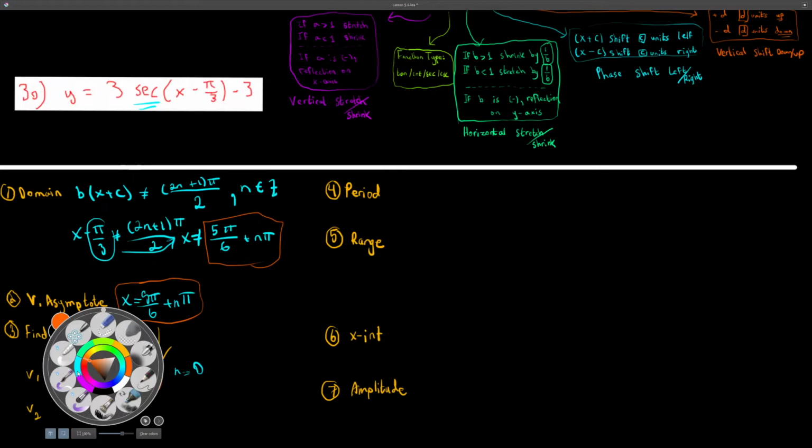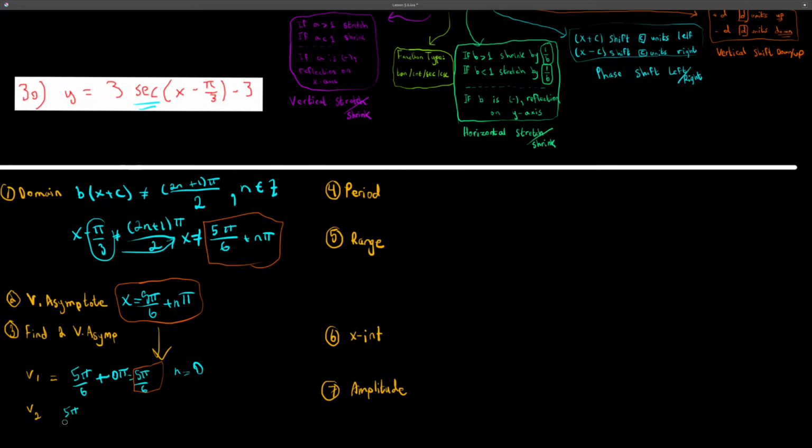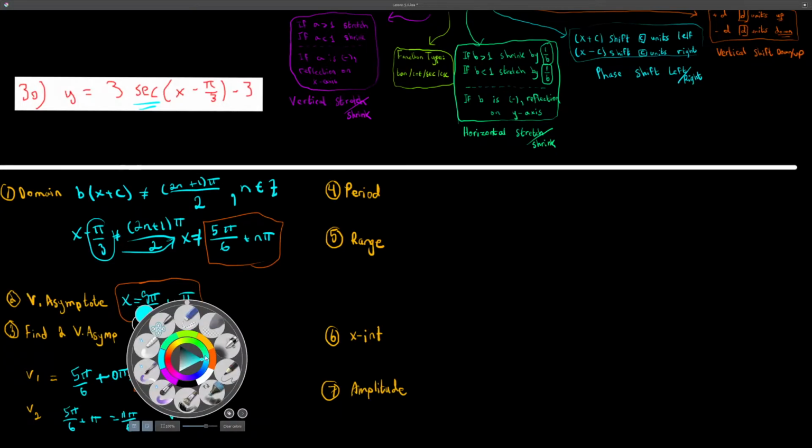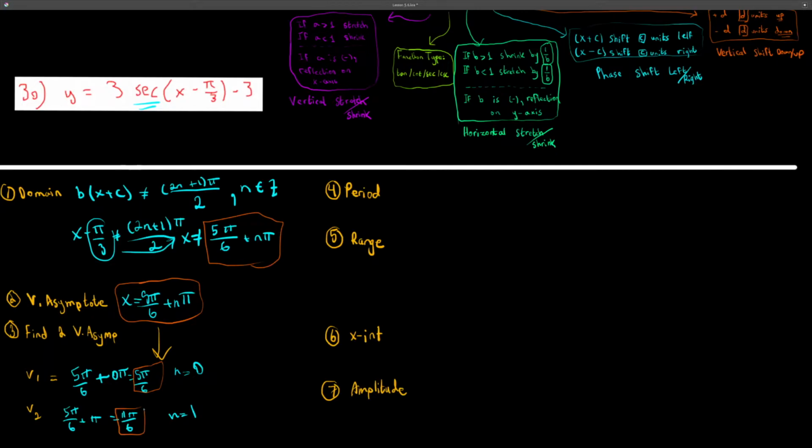And then the next one we can do the same thing, except 1 instead. So n is equal to 1. And then we get 11 pi over 6. And that's our answer.